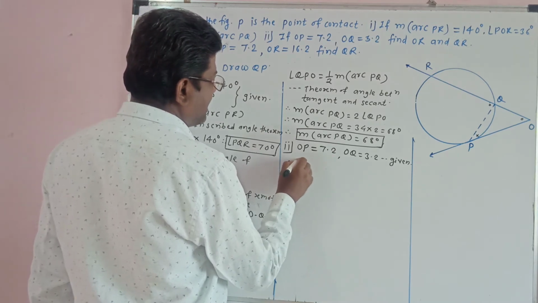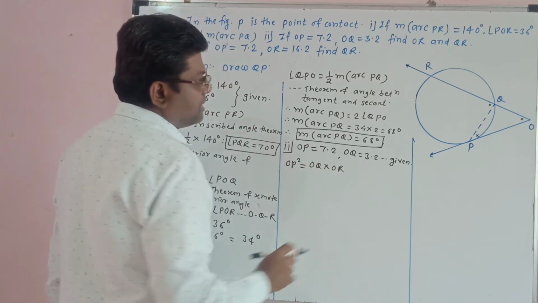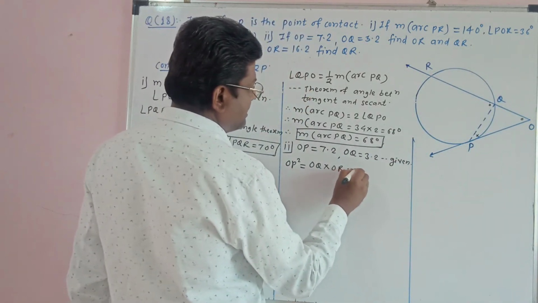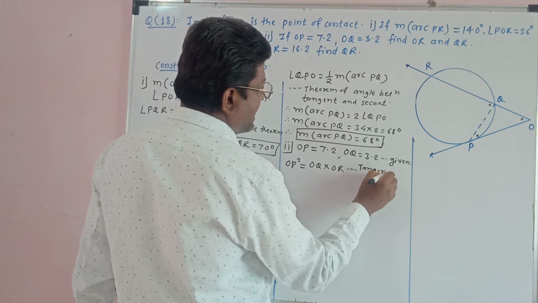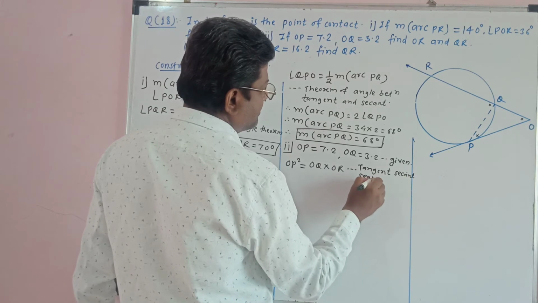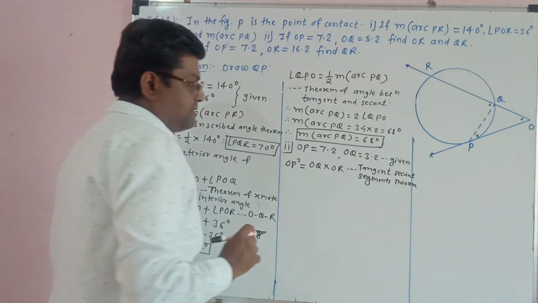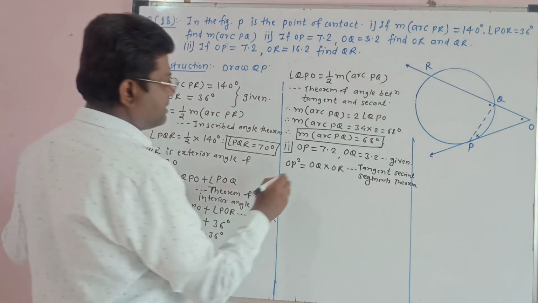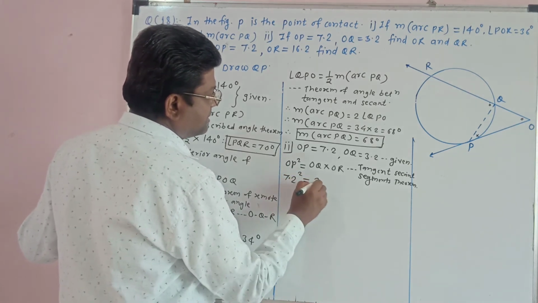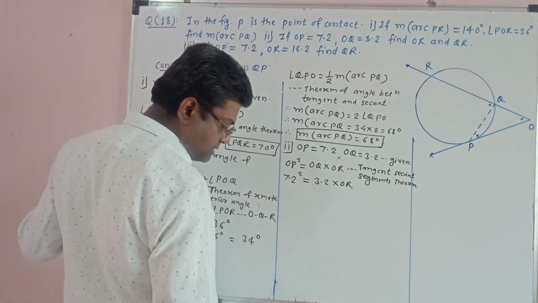Therefore OP square is equal to OQ into OR. Reason is the tangent secant segments theorem. 7.2 square is equal to OQ, which is 3.2, into OR.